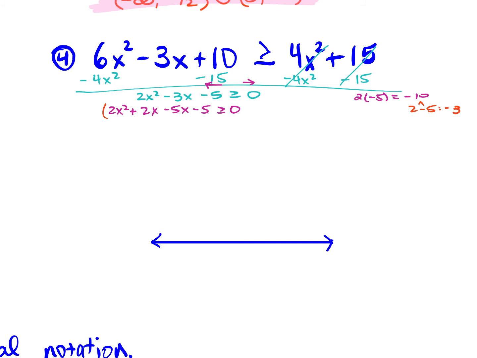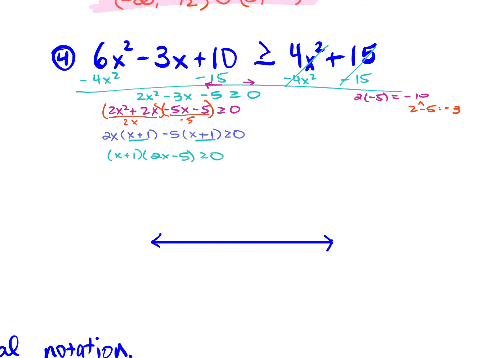You have 4 terms, so factor by grouping now. Between the 2x squared and the 2x, what's your greatest common factor? 2x. Between the negative 5x and the negative 5? Negative 5. So this is going to get rewritten as 2x times x plus 1 minus 5 times x plus 1 is greater than or equal to 0. This then gets rewritten as x plus 1 times 2x minus 5 is greater than or equal to 0.